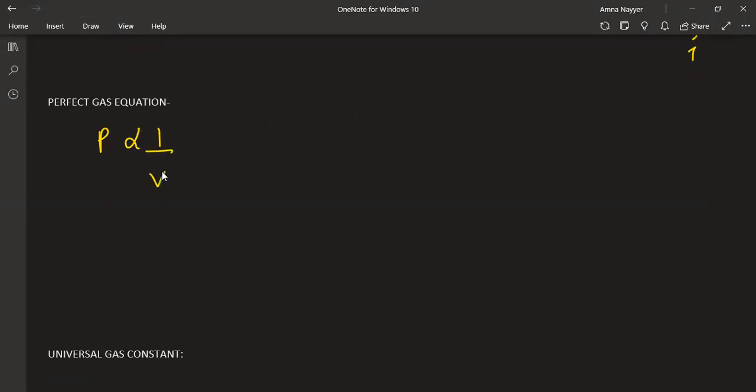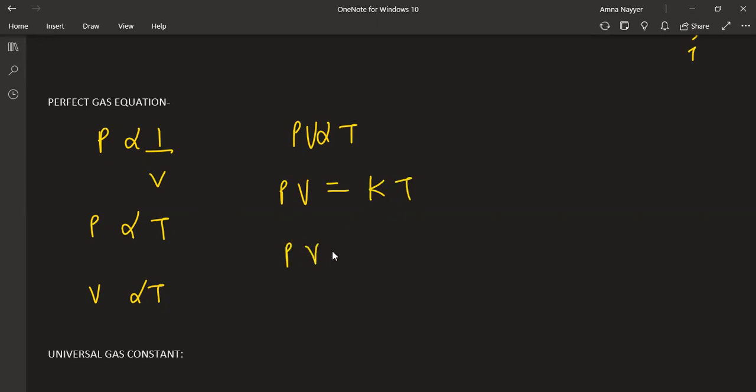Pressure is inversely proportional to volume. Pressure is directly proportional to temperature. Volume is directly proportional to temperature. It means PV is directly proportional to temperature, right? You can conclude from here, no? PV is constant and both are directly proportional to temperature. So P into V is directly proportional to temperature. So if you remove the proportionality sign, you put a constant term. So here the constant that comes is R. PV is equal to RT.